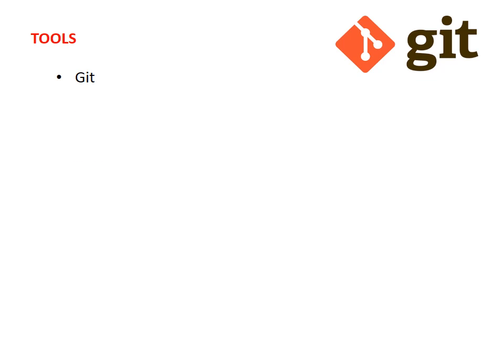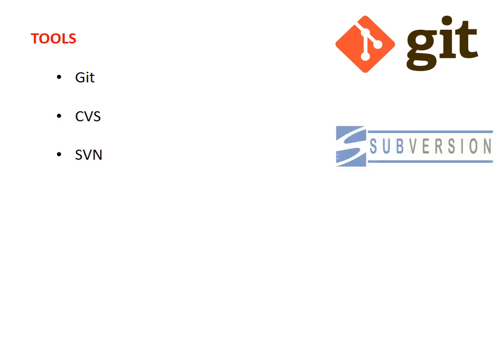The next one is Concurrent Version System. Concurrent Version System is the pioneer of all version control systems. It was developed in 1986 and was written in the programming language C. The next one is SVN, called Subversion. It is free and open source software under the Apache license. It is also written in C. SVN was created as an alternative tool to CVS, or Concurrent Version System.